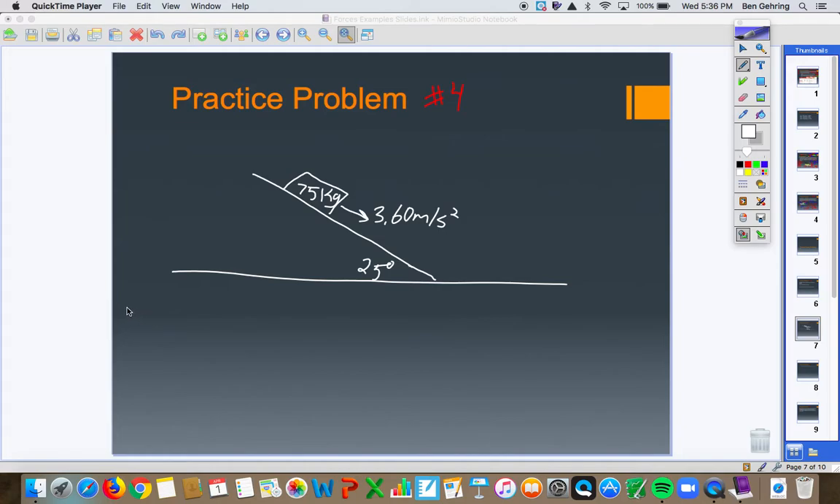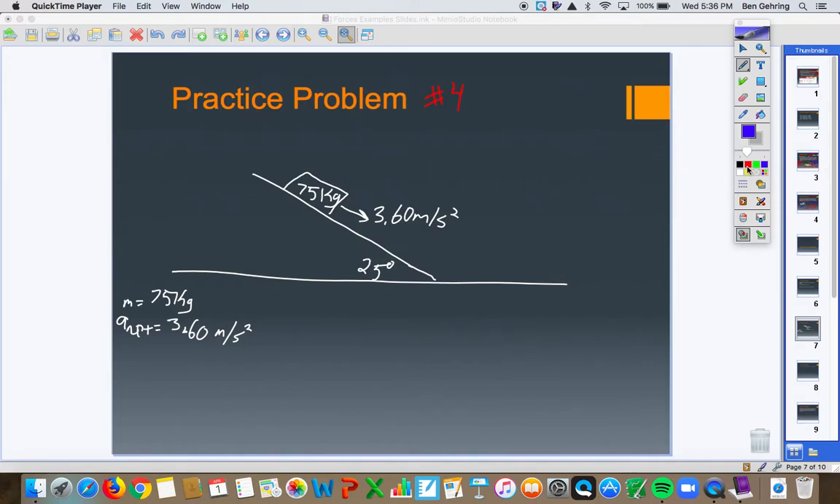One, obviously I know there's a mass of 75 kilograms. I know that my net acceleration, so A net, is 3.60 meters per second squared. I know my angle, 25 degrees. So some things that are happening to go with this. One, gravity is pulling downward.